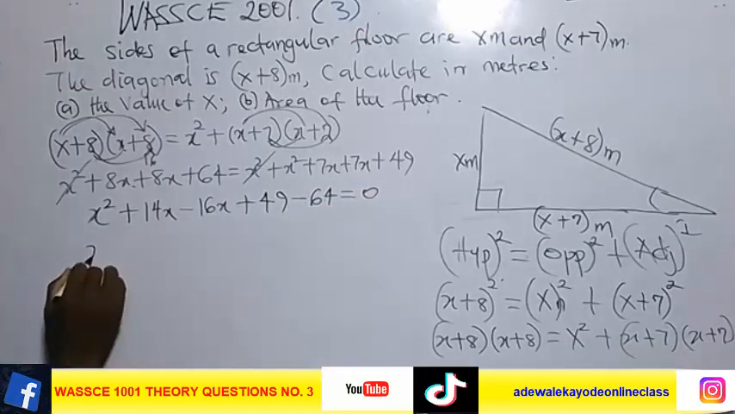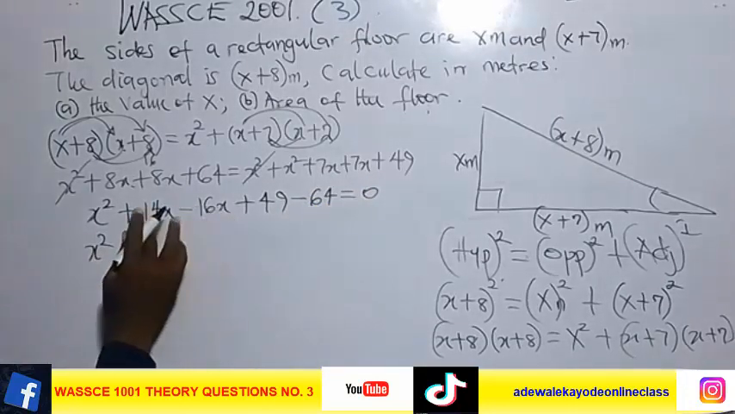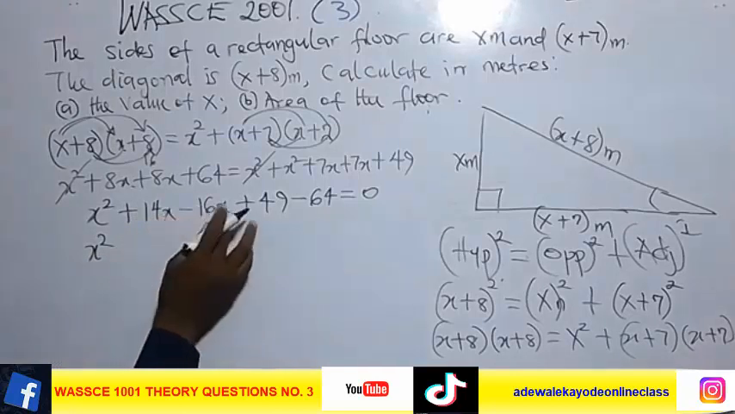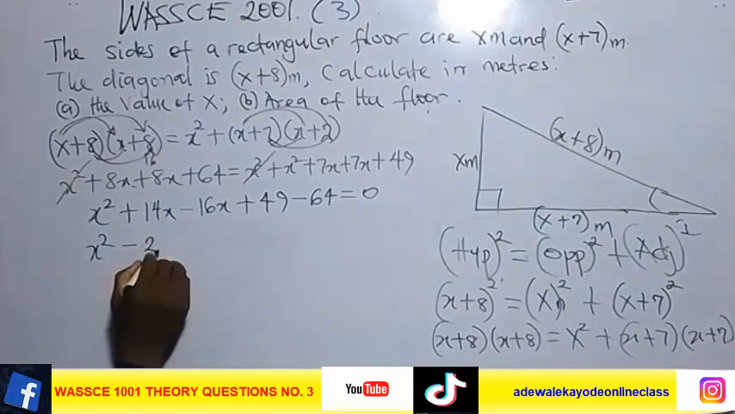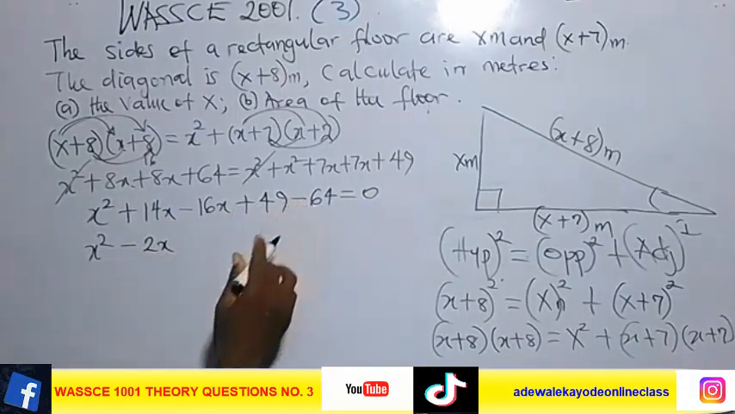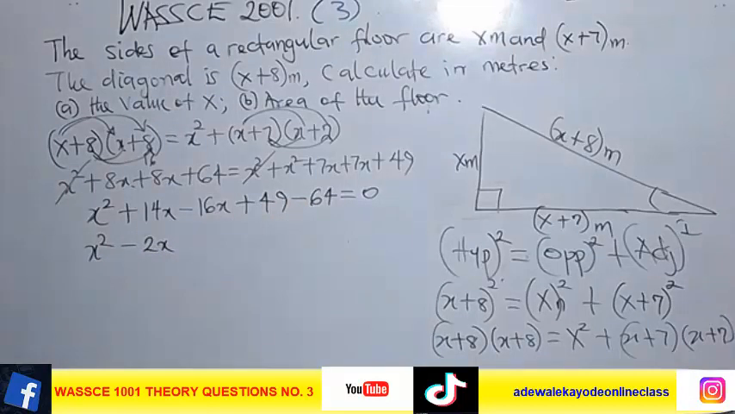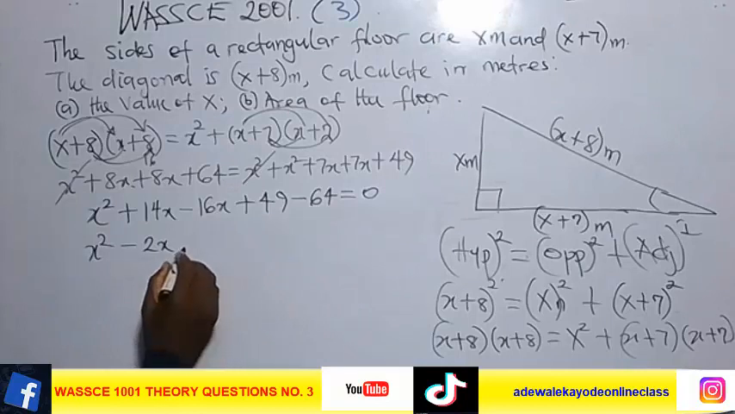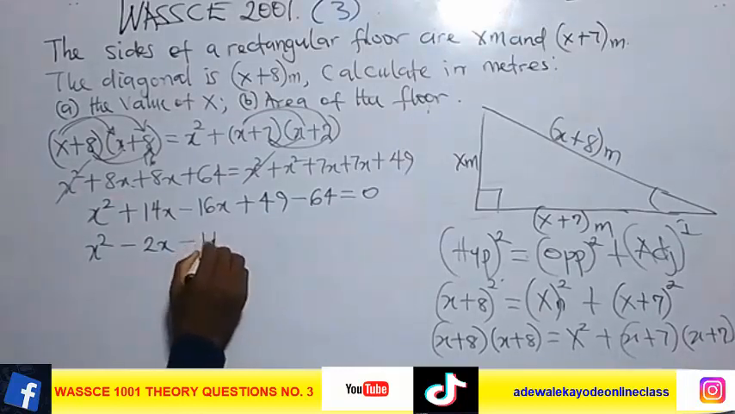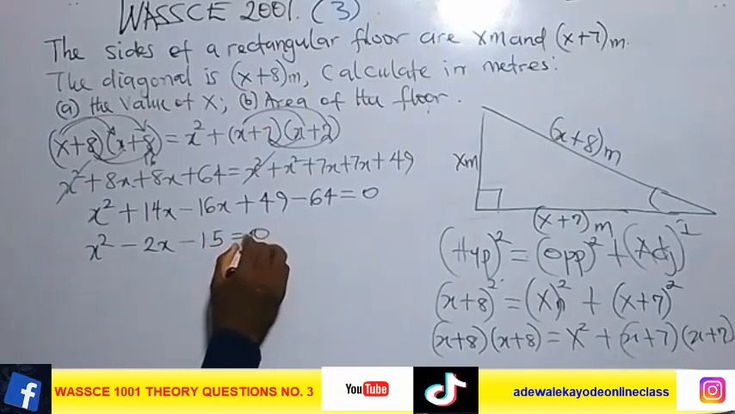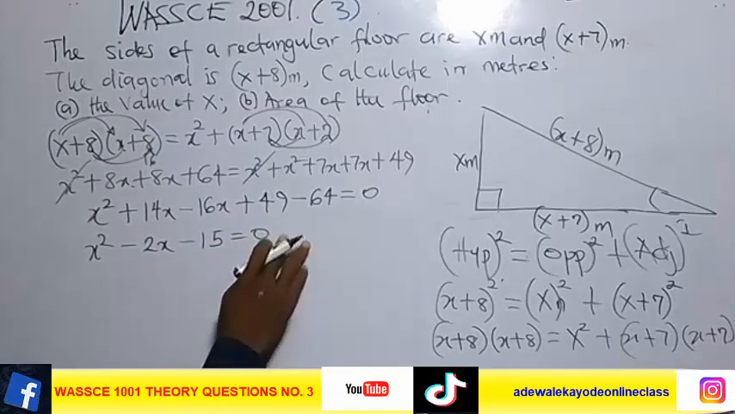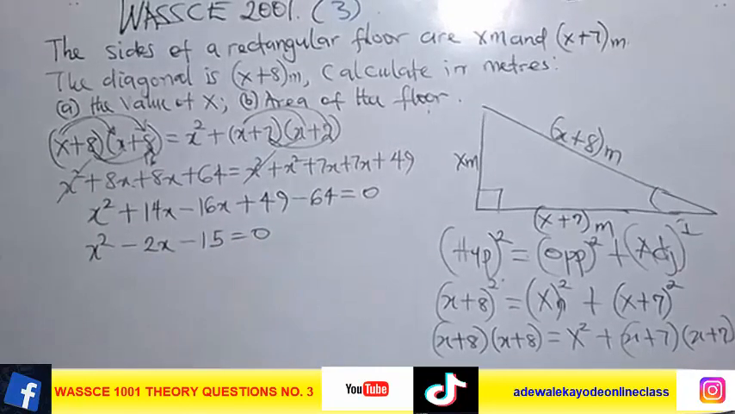So x squared, take 14x minus 16x. That will give us minus 2x. Then plus 49 minus 64. What is that going to give us? Great. That will give us minus 15 equals to 0. So now this becomes a quadratic equation.